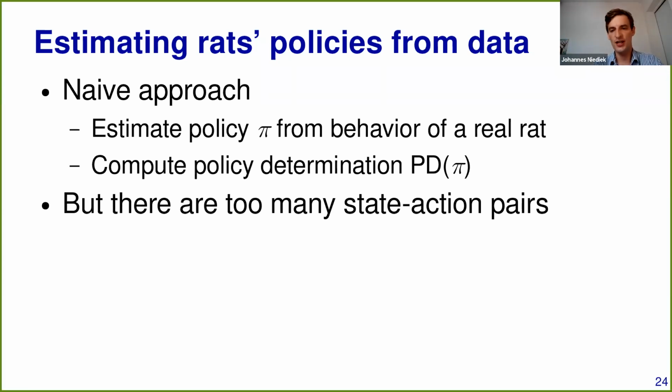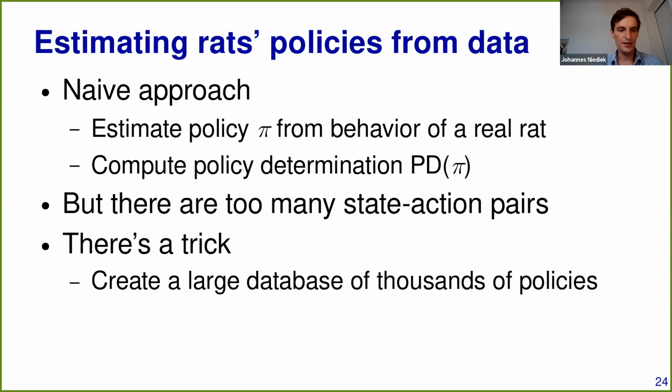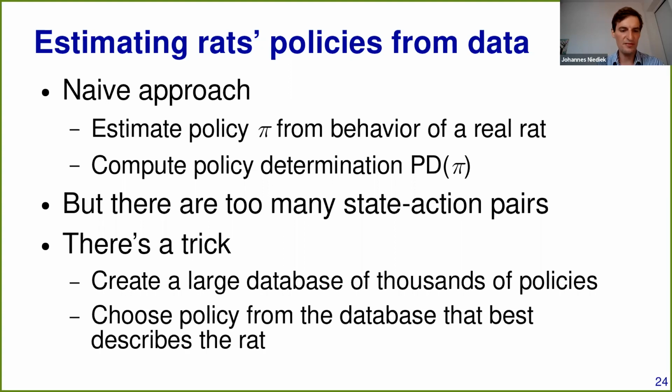There are just too many state action pairs. In our case, we have more than 80,000 state action pairs, and we just don't have enough data from rats to estimate any policies. So we need to do something, and there's a simple trick. This trick is that we compute a large database of policies, in our case, several thousand policies. And then, given rat behavior, we choose that policy from the database that best fits the actual behavior of the rat. And in this way, we don't have to estimate the rat policy from the rat behavior.